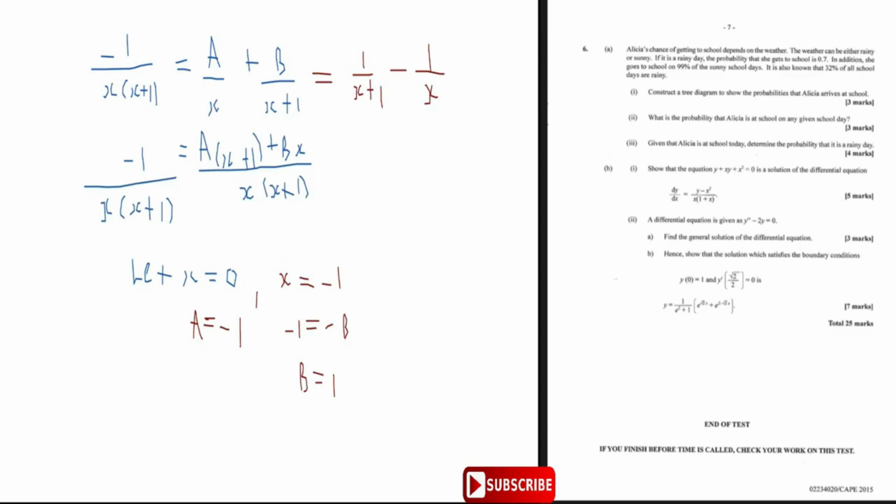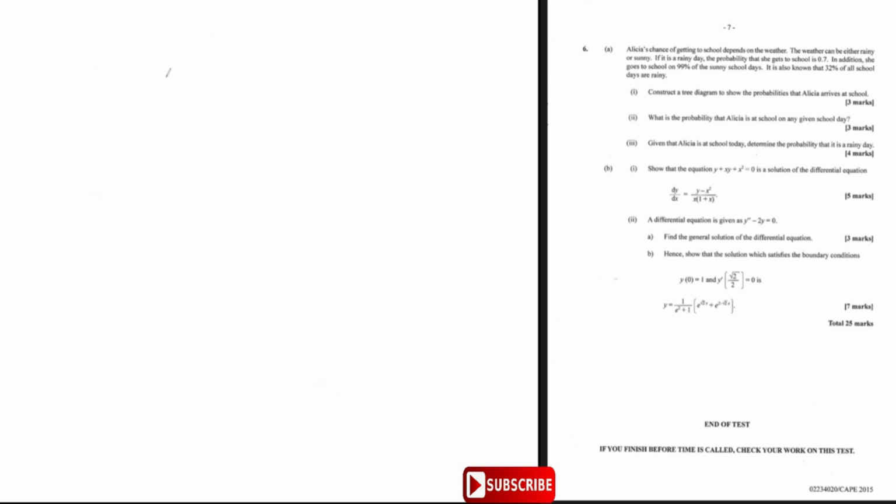So step 2, the general solution. All right, so having some freezing difficulties. Okay, good, no more freezing. All right, so continuing now.